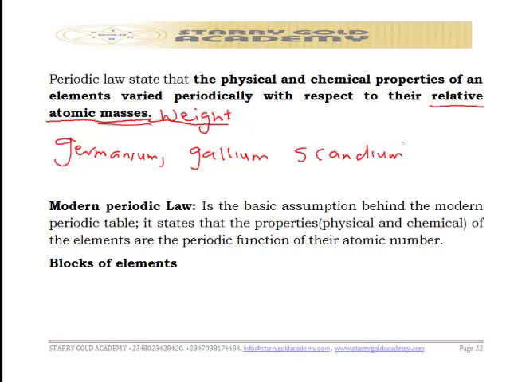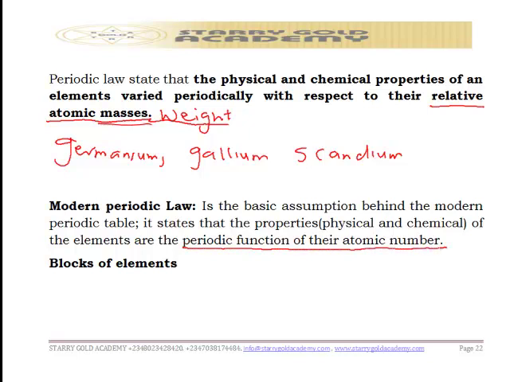Now the modern periodic law is a basic assumption behind the modern periodic table. The modern periodic law states that the properties, which are the physical and chemical properties of elements, are the periodic function of their atomic number. So please note this: the periodic function of their atomic number.